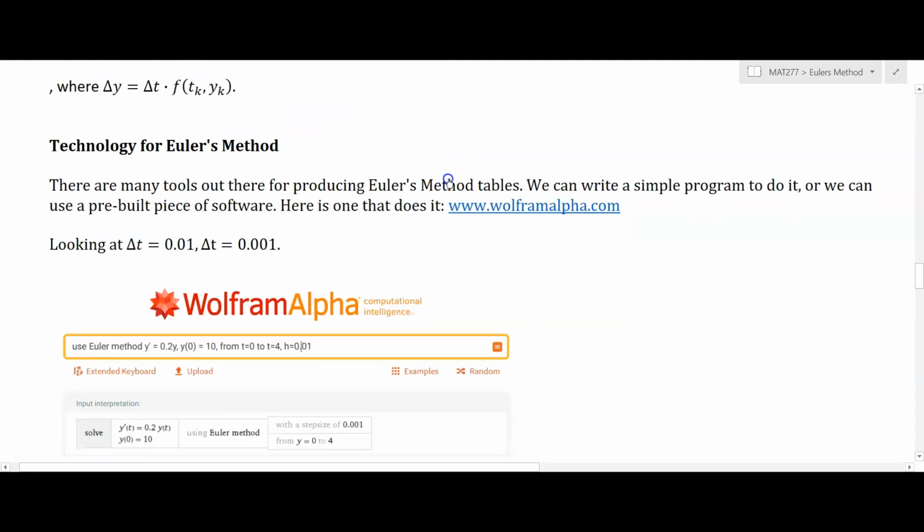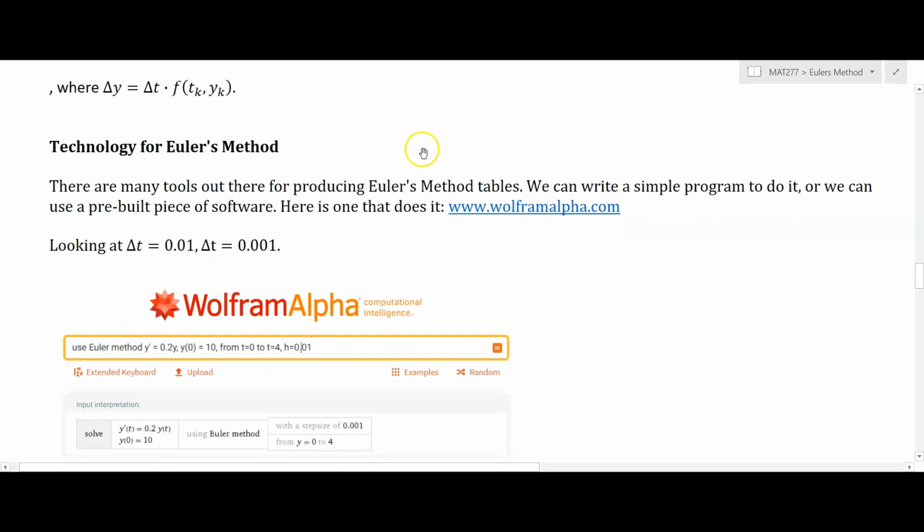Now, this is going to get much more tedious. We often don't want to stop at time steps of a half. We really want to go in tenths, hundredths, thousandths, etc. Now, there are many calculators out there. You can write a MATLAB program to do this for you. You can write a Python program to do this for you.